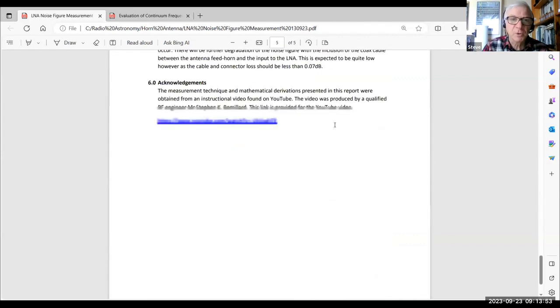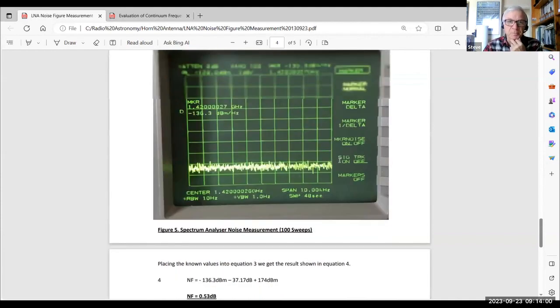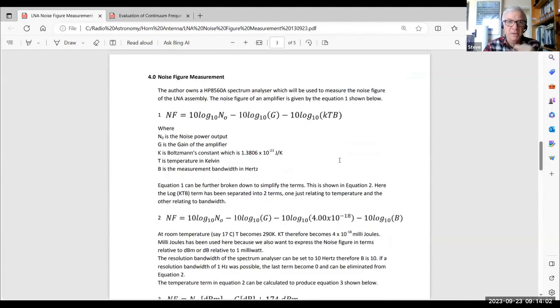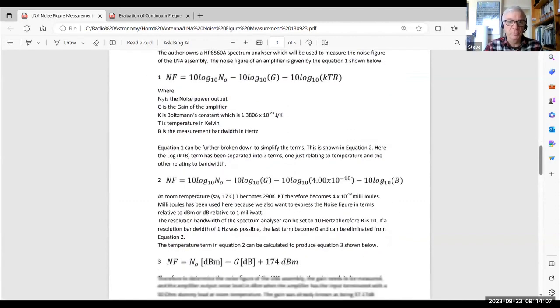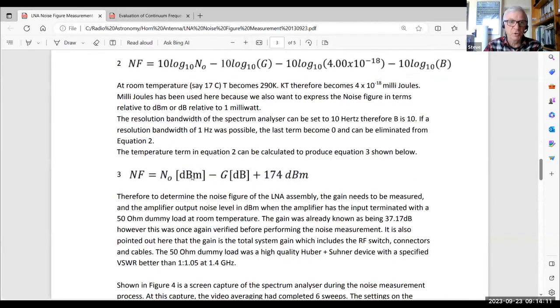In the video clip provided by this engineer, I give his name at the end of the report, Stephen Remillard. He's an American, so he provides a lot more detail in the mathematics, going back to some first principle equations. But it ends up just being this logarithm at the end, formula number three, where you've just got to measure the noise power in dBm, the gain of the amplifier in dB, and then this fixed constant, which is the room temperature of a 50-ohm load that you use as a substitute at the input of the amplifier when you're measuring the noise power.